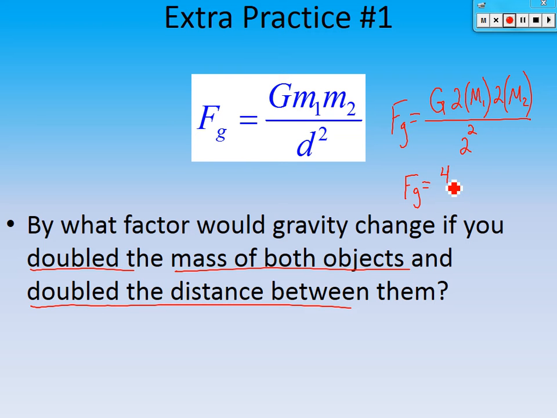So whatever it was before, now because you doubled the mass of both of them, that's 4 times as much gravity between them. But we also changed the distance between them by double, and so 2 squared is 4. So 4 goes on the bottom as well, so 4 over 4 is 1. So you changed the factor of the force of gravity by 1, which means you didn't change it at all. Actually, it was just a wash, okay?